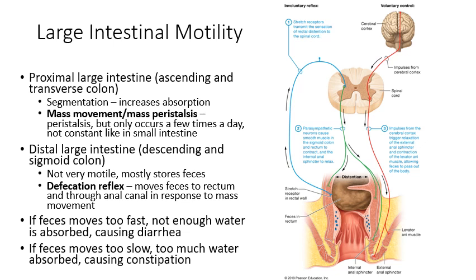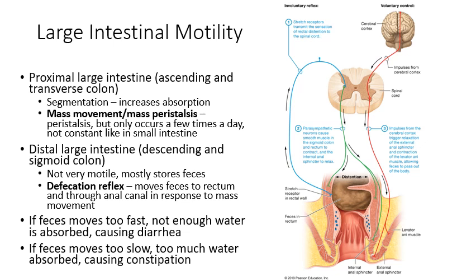Then in the distal large intestine, you don't have very much movement at all. Most of the time it's completely still and it's just acting as kind of a storage depot for the feces. So you're going to have feces accumulating there as the mass peristalsis moves it into the distal large intestine.